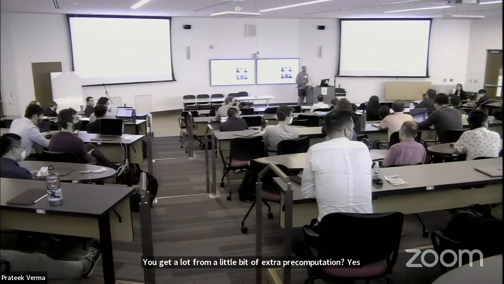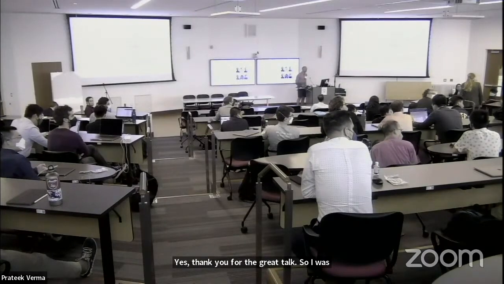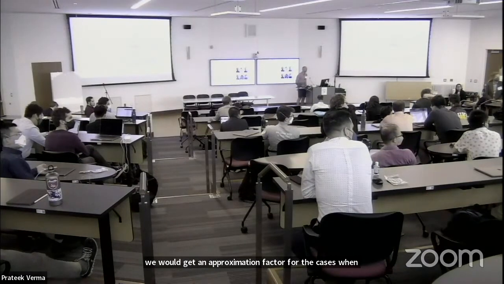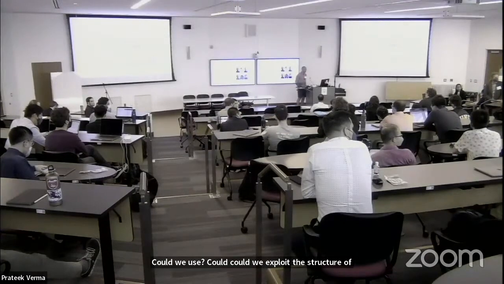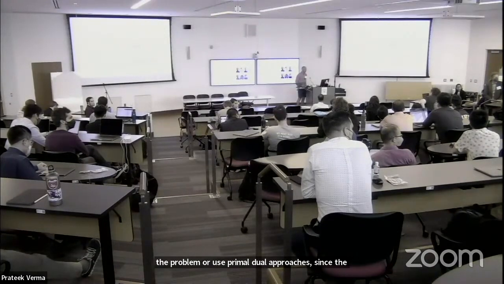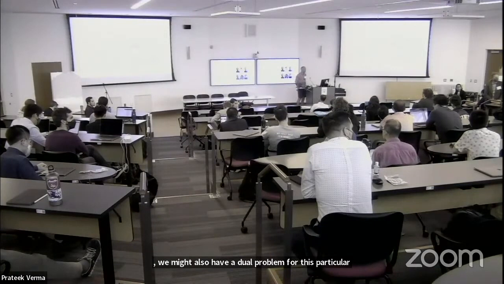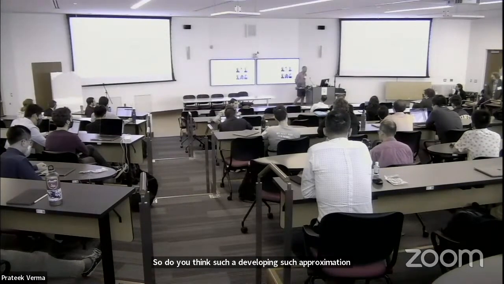Yes. Thank you for the great talk. I was thinking how we would get an approximation factor for the cases when the formulation is not tight. Could we exploit the structure of the problem or use primal-dual approaches? Since the shortest path has a corresponding dual problem, we might also have a dual problem for this particular case with convex sets. So do you think developing such approximation algorithms is possible? It's a great question.